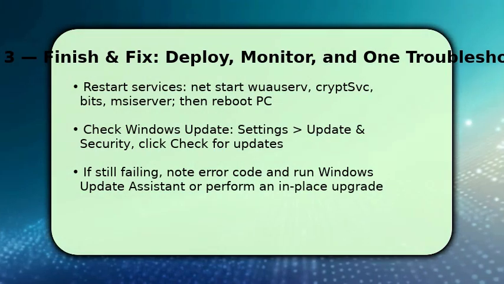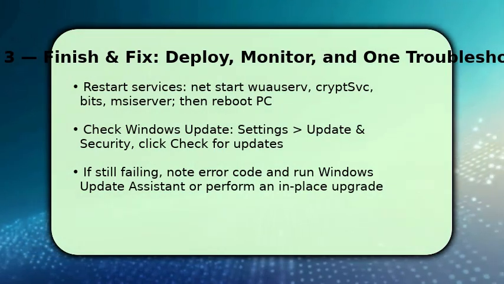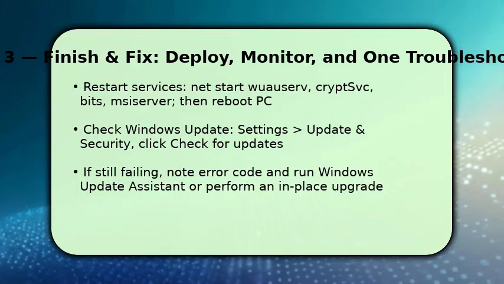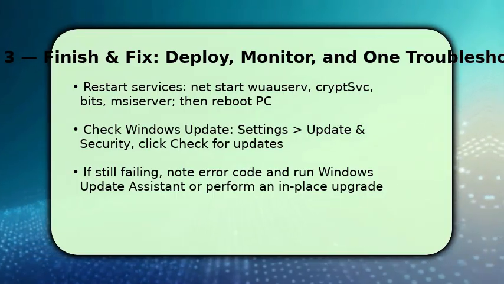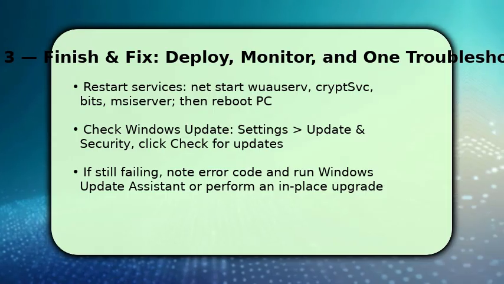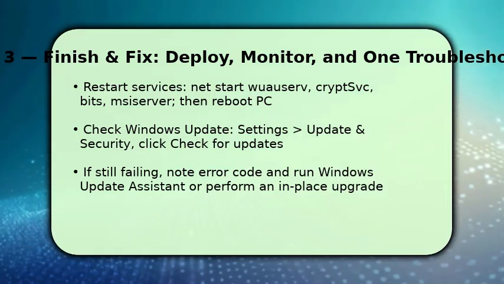After repairs, restart the services you stopped and then reboot the machine to apply changes. Once it returns, go to Windows Update and click Check for updates. Windows should download and install cleanly from the rebuilt caches.